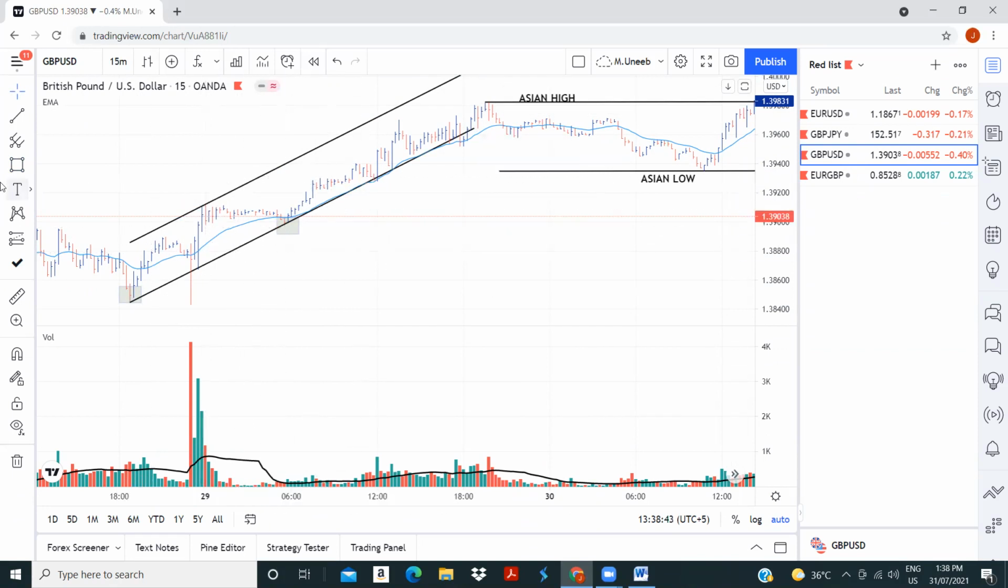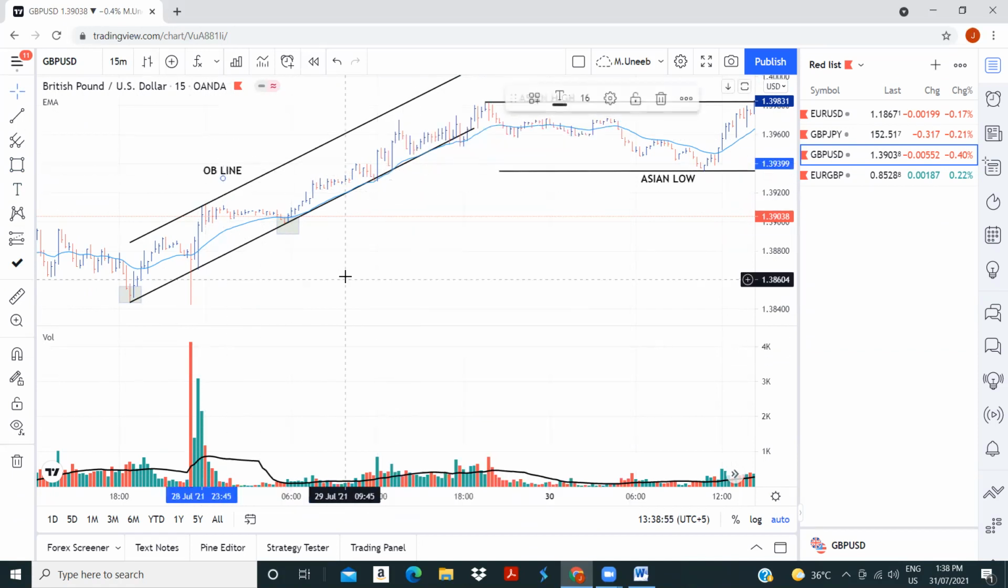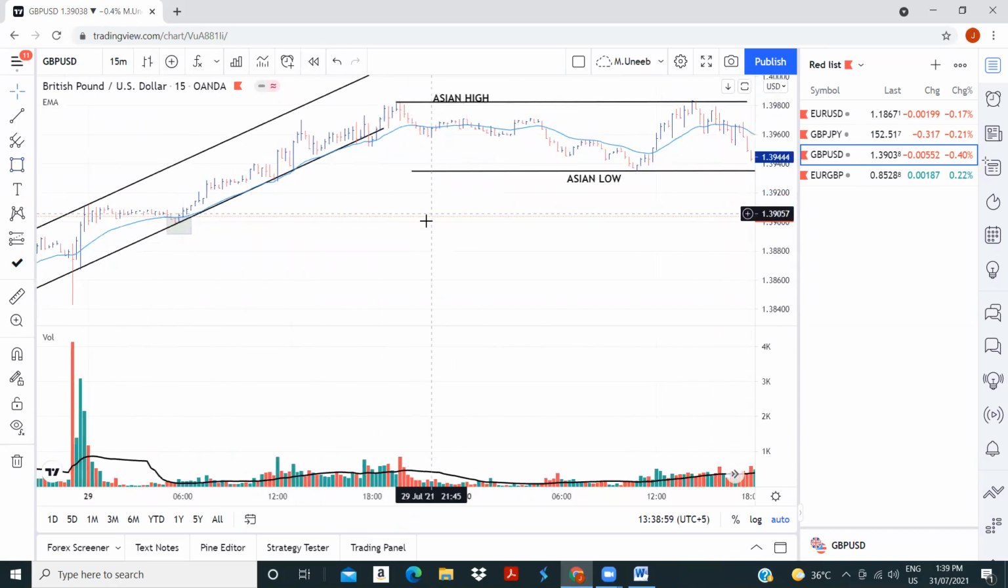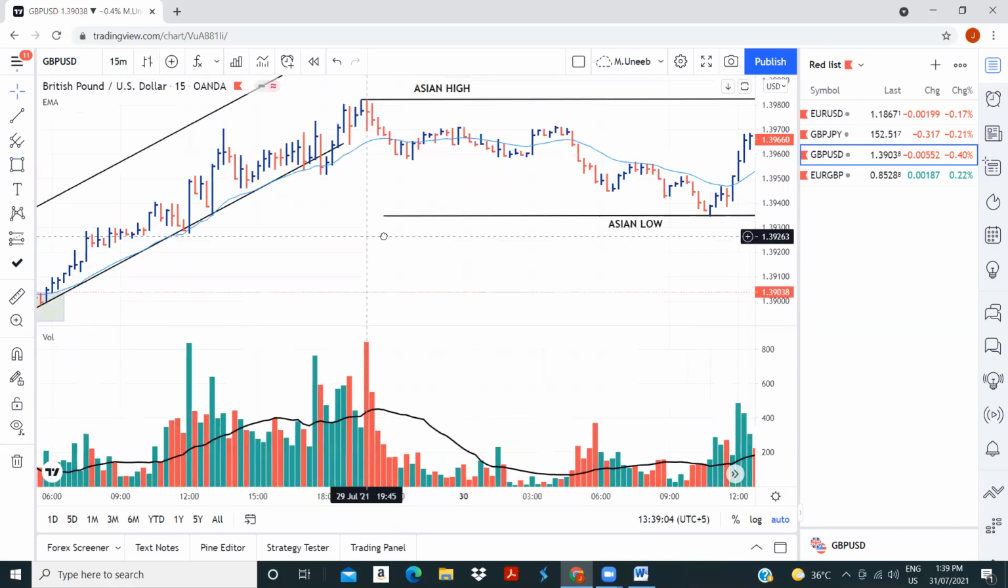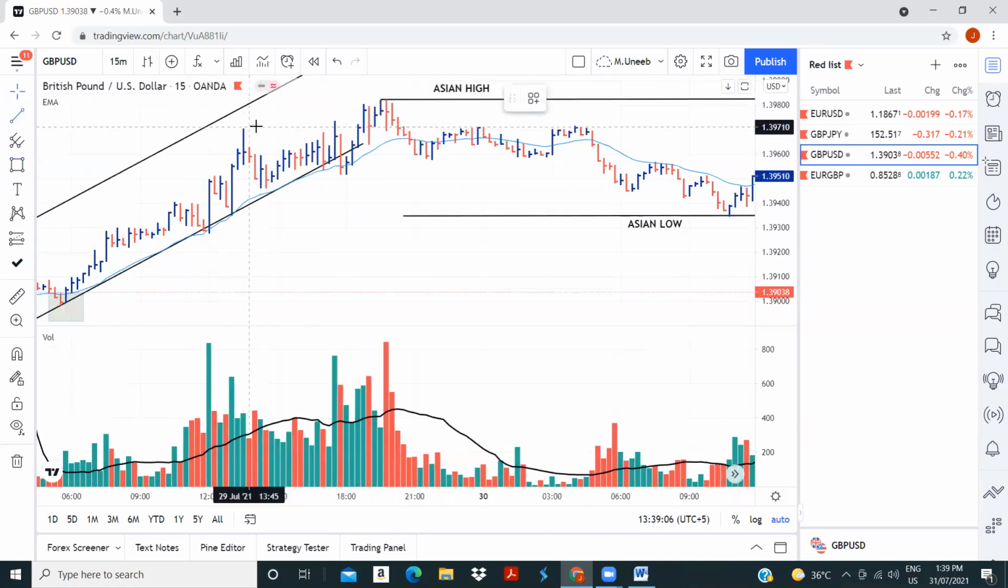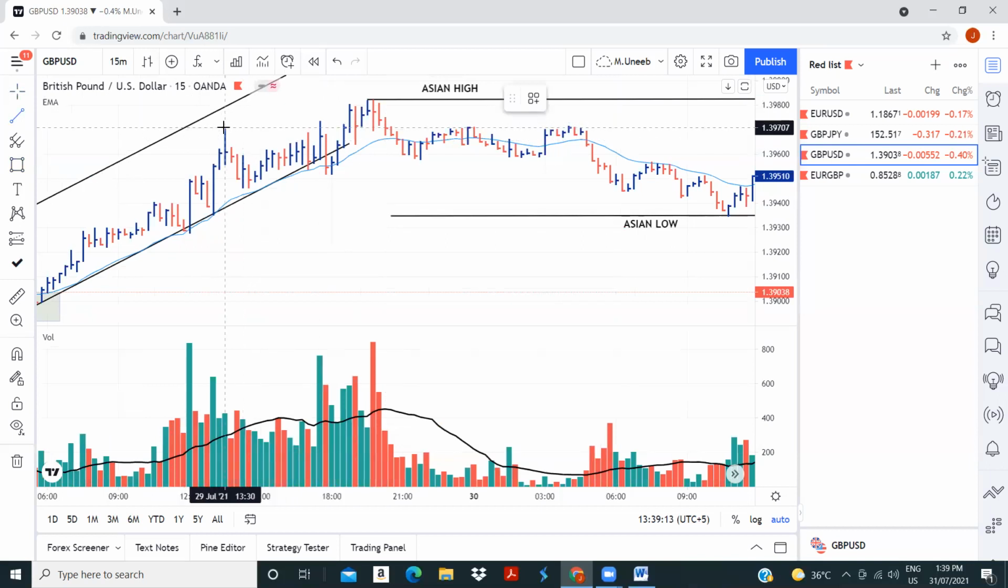You know, this is a supply line and this is the overbought line, OB line. I think you know about this. And now what happens? Before we come here, we can see a shortening of the thrust right over here. The overbought was not achieved. The market structure was broken here, and then we can see this shortening of the thrust.